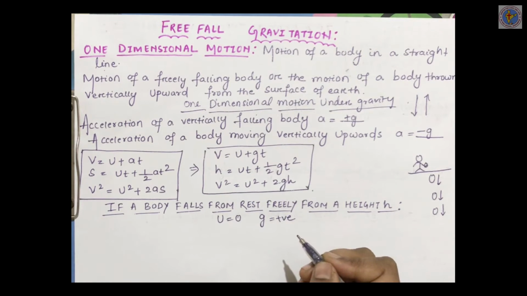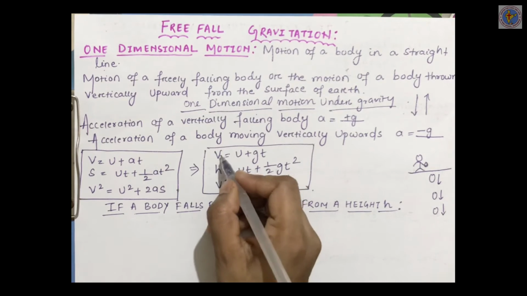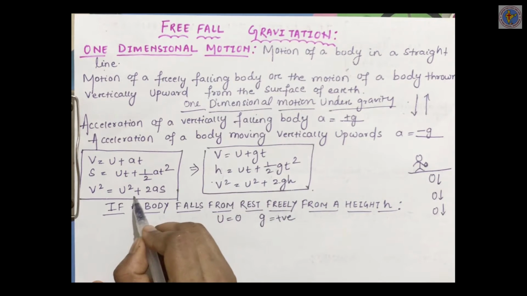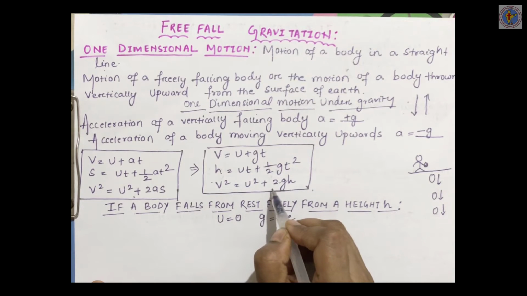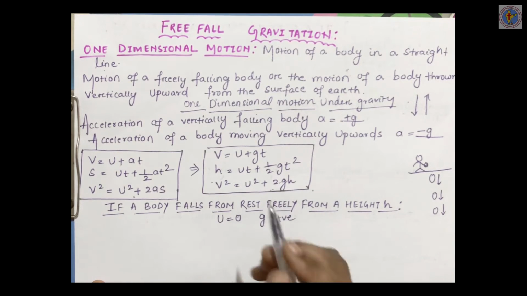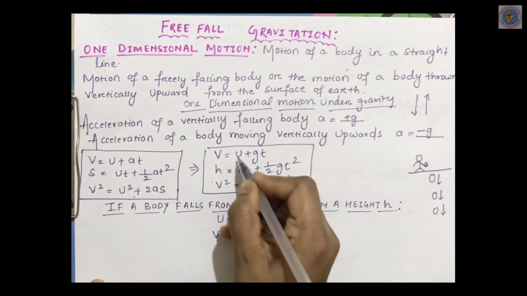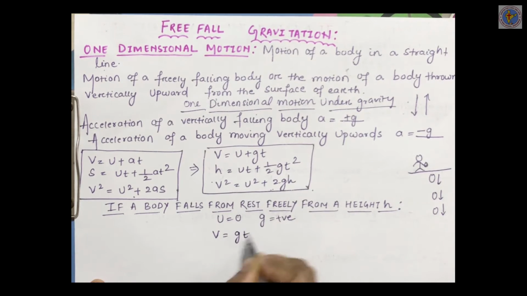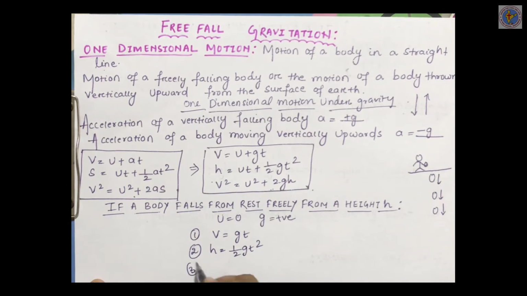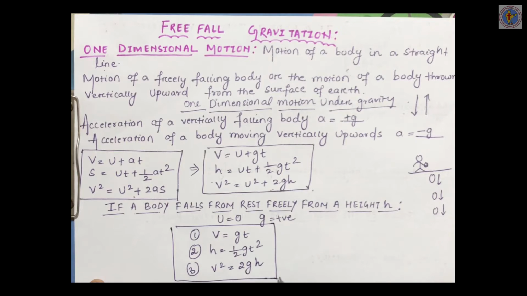So the equations of motion can be written as follows, for one-dimensional motion under gravity. Since u is 0, v = gt. Second equation, h = half gt square. Third equation, v square = 2gh. These three equations are the equations of motion when the body is falling freely from a height h.